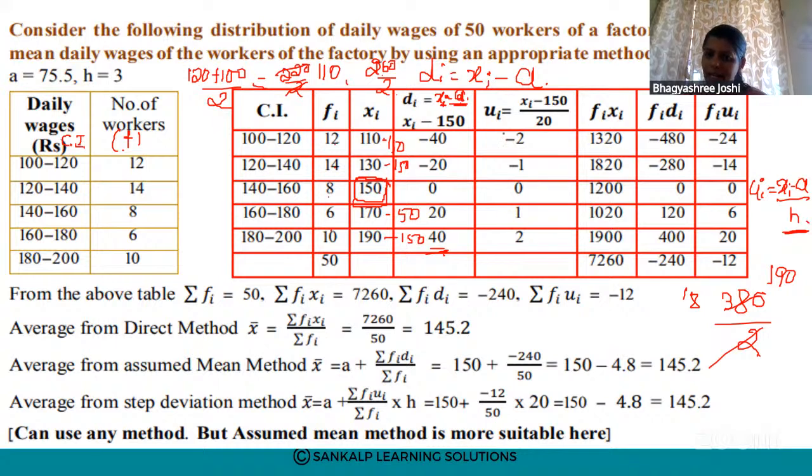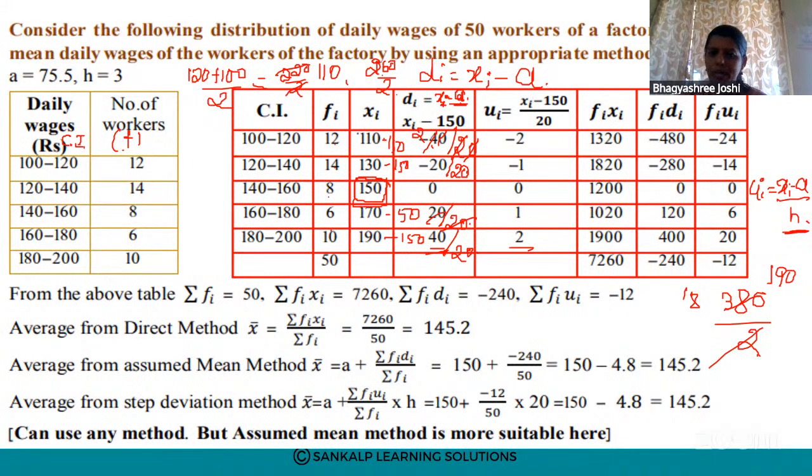Next, Xi minus A value is minus 40 divided by 20. 2 will get cancelled. 2 ones are 2, that is minus 2. If you divide it by 20, then you will get minus 1. Here you will get 0. Here 20 divided by 20, that is 1. 40 divided by 20, that is 2. Okay, this is about the Ui. Ui can be calculated by Xi minus A divided by h. Remember.